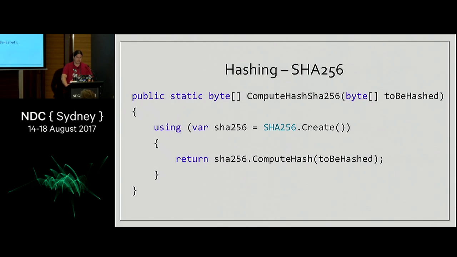So how do we create a hash? Again, it's very easy. A lot of these things are very easy to use. In the method on the screen, we pass in a byte array, which is our data we want hashed. That could be someone's password, it could be a PDF document, it could be anything, as long as it's in a byte array. Then we call a static method called Create on the SHA-256 class, and then we call ComputeHash, passing in the data we want hashed, and we receive a byte array back, which is our hashed piece of data.